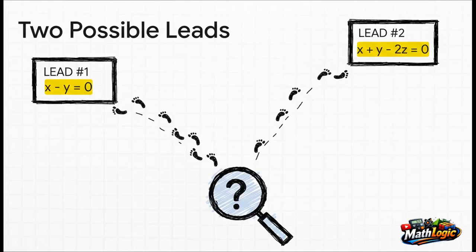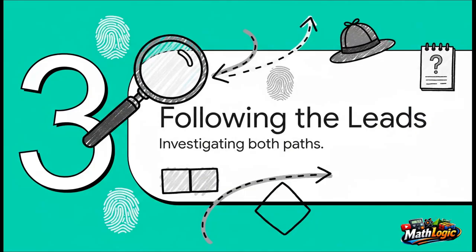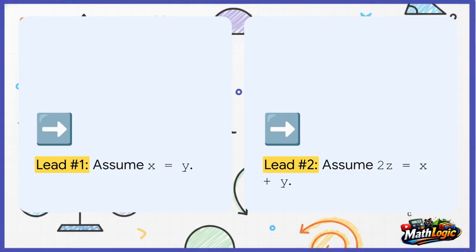Our one breakthrough clue has split into two different possibilities. Either that first part is 0, which means x equals y, or that second part is 0, which means x plus y equals 2z. One of these must be true. Now we have to proceed like proper detectives. We can't leave any stone unturned. We've got two leads, and we have to chase down both of them to make sure we find every single possible solution.